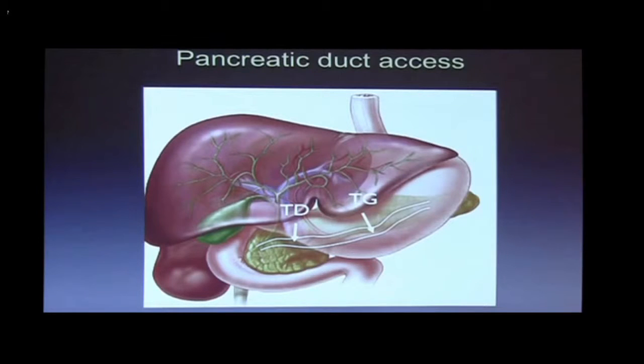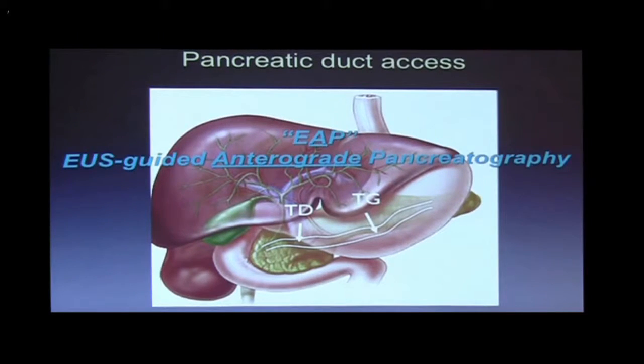As you can see, we can access the pancreatic duct anterogradely from the stomach, so transgastric, or from the duodenal bulb, transduodenal. And we're accessing the duct anterogradely in contrast to the retrograde access that we perform with ERCP, and therefore I like the term EAP to contrast it from ERP, EUS-guided anterograde pancreatography.